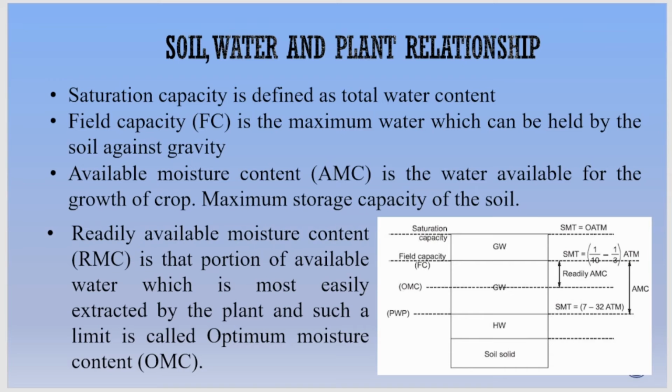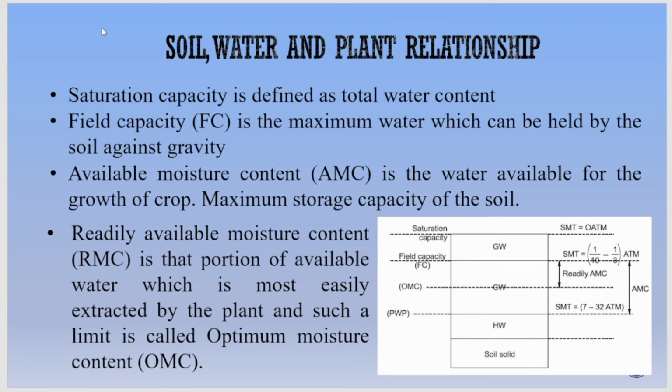Now let us try to understand the relationship between soil, water and plant. I have already explained what is permanent wilting point, and I also explained what is field capacity, and what is saturation capacity. I don't have to explain it again because in the previous video I had already explained it, but I'll read the statement. Saturation capacity means the total water content in any given soil structure.